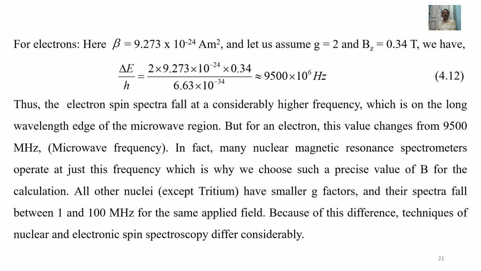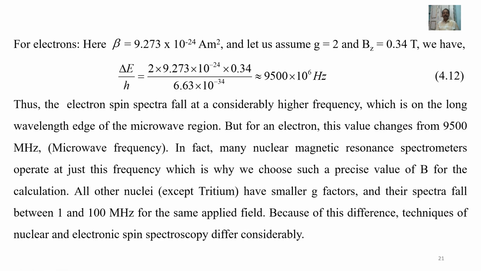Suppose the same thing is done for electrons. The Bohr magneton of the electron is given as 9.273 × 10⁻²⁴ ampere meter square, and let us assume g equals 2 and magnetic field B_z equals 0.34 Tesla. Substituting this expression, we have 9500 MHz. Thus, the electron spin spectra fall at a considerably higher frequency, on the long wavelength edge of the microwave region. For an electron, this value is 9500 MHz, that is in the microwave frequency.